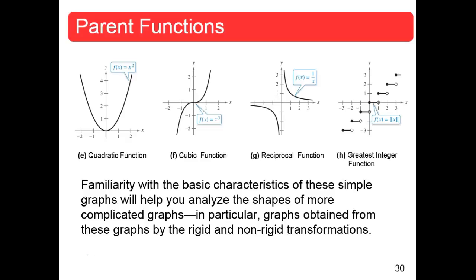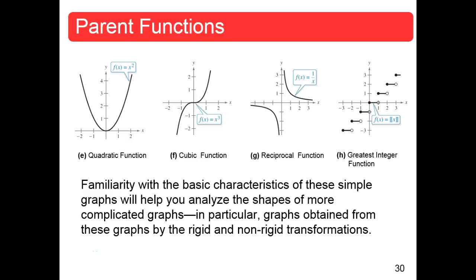So everywhere that it's defined is decreasing. It's just not defined at 0. And then the greatest integer function, which is one type of a step function, and we just went over that, so nothing new. Any questions on those?